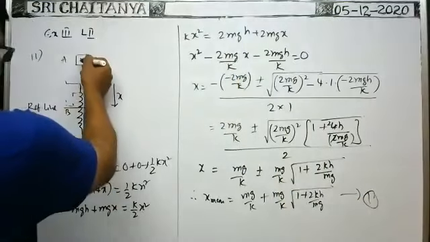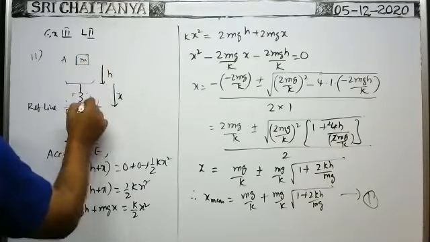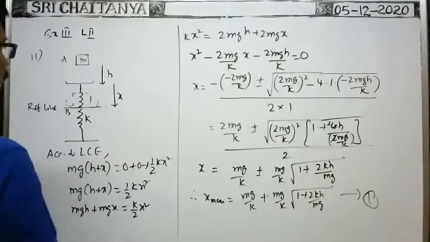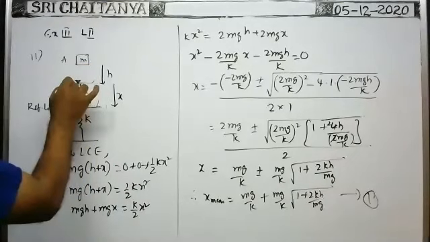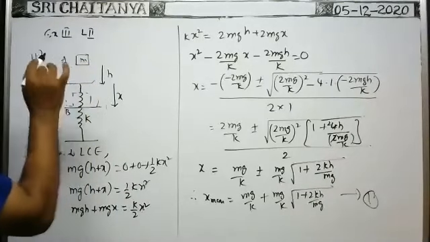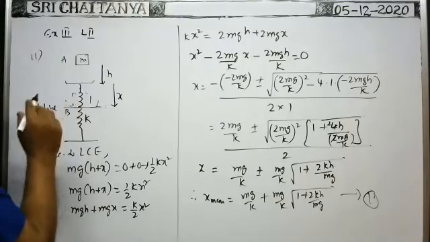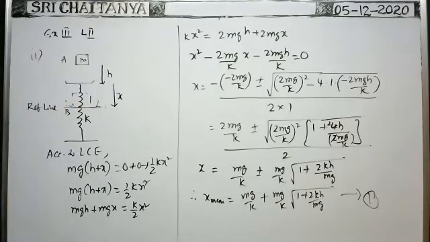So whenever the block is dropped from a height h, then the maximum compression that takes place in the spring is equal to this one. Okay, already whenever the block sticks to it, then the block executes oscillations about the point where the net force is 0, no? At what position net force is 0 we had first identified.